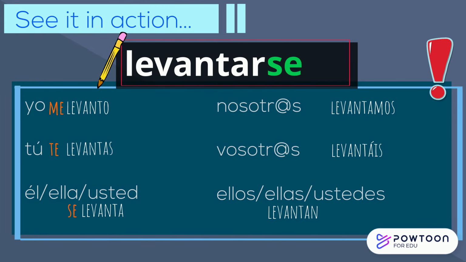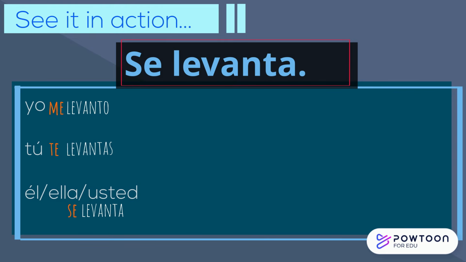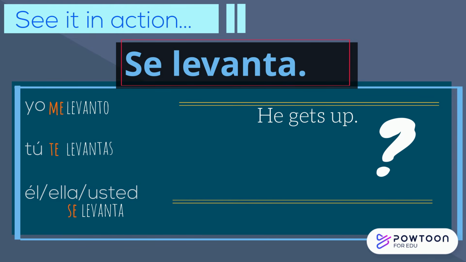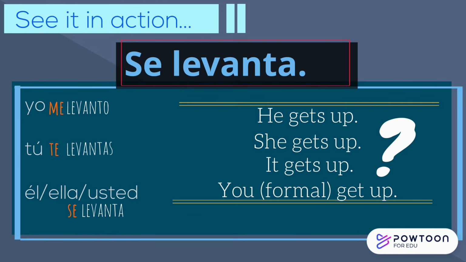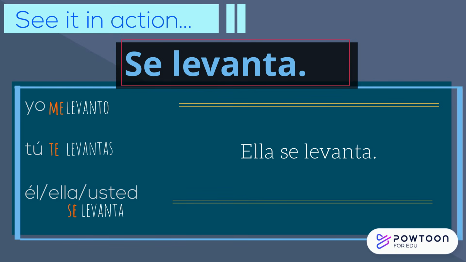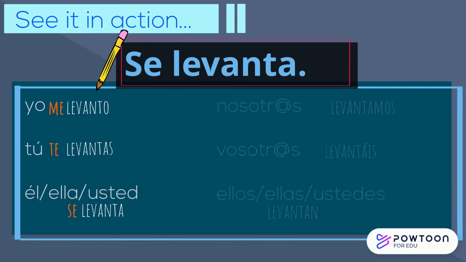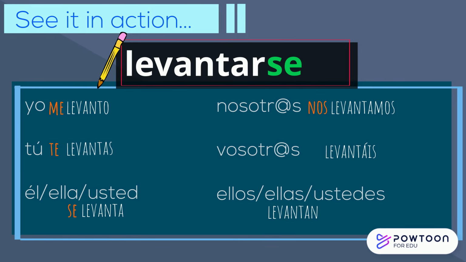Now remember, I said we didn't need to use pronouns. There are a few instances where you will want to use a pronoun for clarification. For instance, if I would say se levanta, you wouldn't know if I meant he gets up, she gets up, it gets up, or you form will get up. To be polite, especially for the él, ella, usted, and the ellos, ellas, ustedes forms, we often use the pronouns to clarify who we mean. We would want to say ella se levanta, for she gets up. And then the last three, we have nos levantamos, os levantáis, and se levantan.